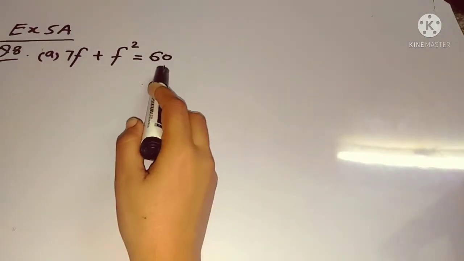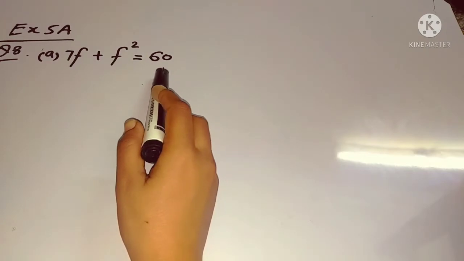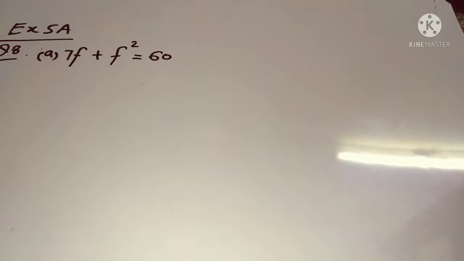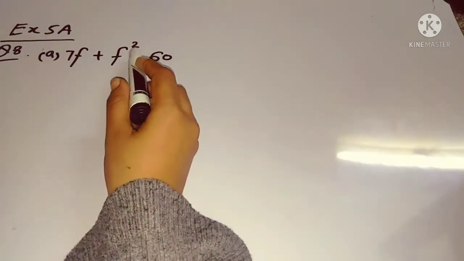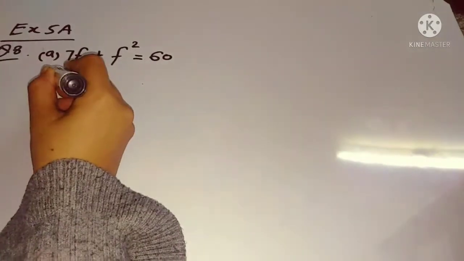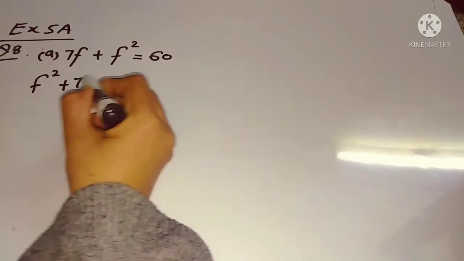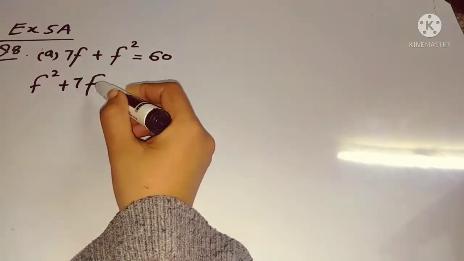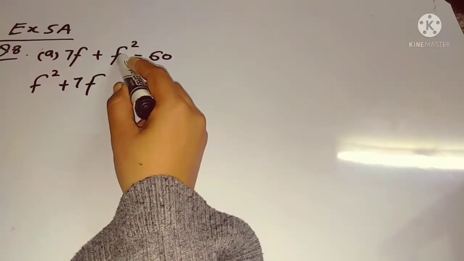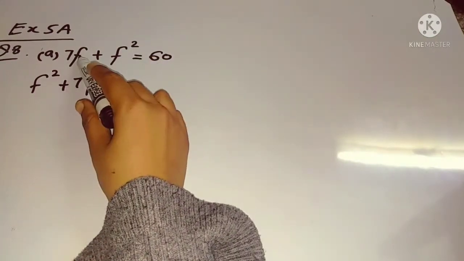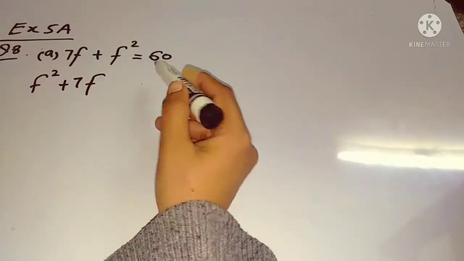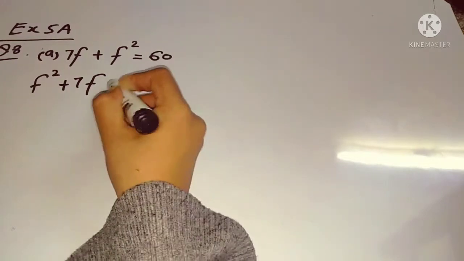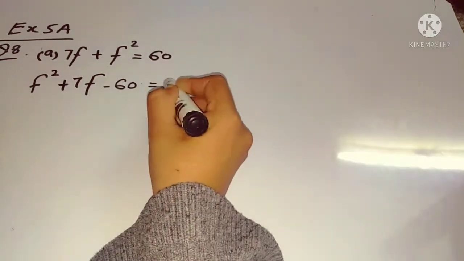So I'm going to move 60 to this side. Here you can see that it's adding, so it will come to this side and be subtracted. I'm going to write the square term first, f square, and then plus 7f. Actually what I'm doing is writing the equation in the form of a quadratic equation. First you write the variable with square power, then the variable with power 1, and then the constant. 60 is adding over here, it will go to the left hand side and be subtracted, so it will become minus 60 is equal to 0.